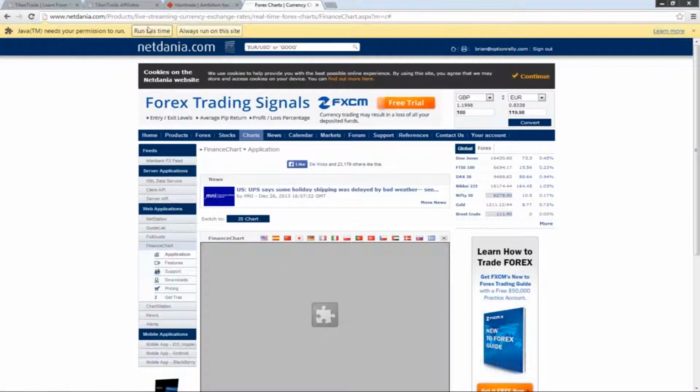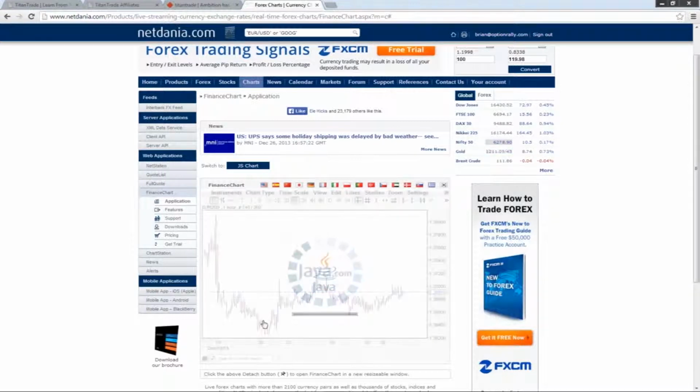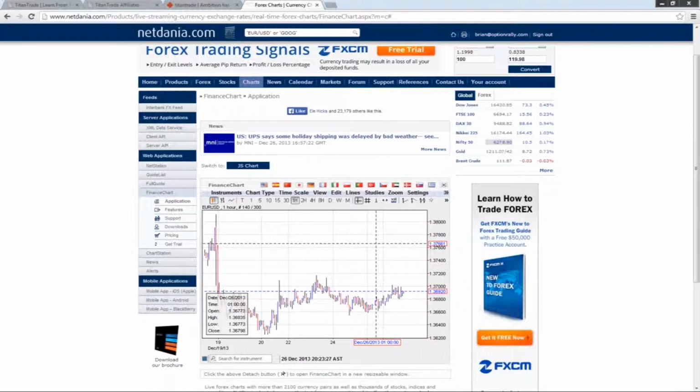We're going to run this for Java, and we are going to have a look at our charts. Let it wait. Here we can choose most of the assets that are found on the trading platform. How do we do that? We're going to click on instruments. Here you have all of your currencies, all of your commodities, your gold, your oil, your silver, euro, US dollar, everything. Let's have a look at the euro US dollar.